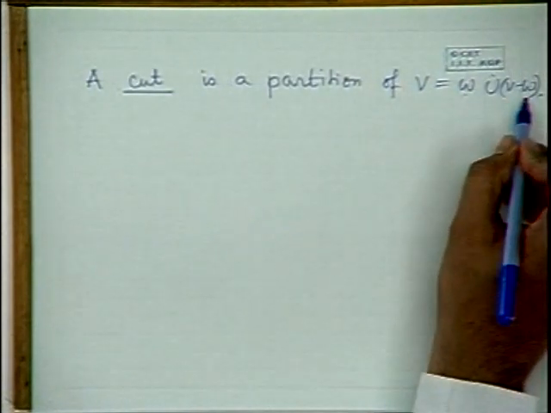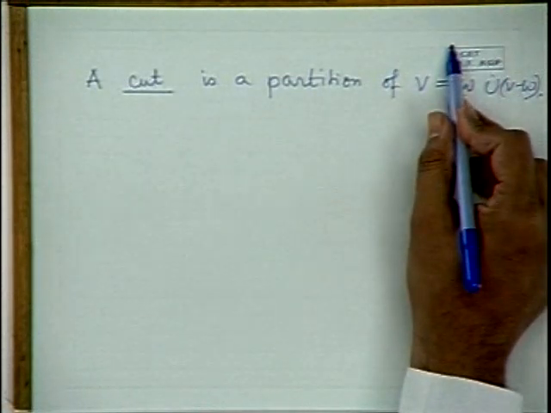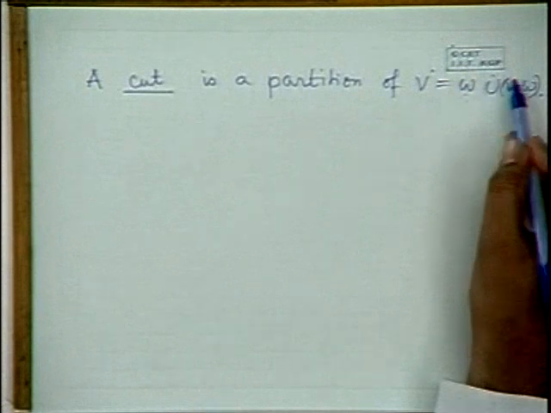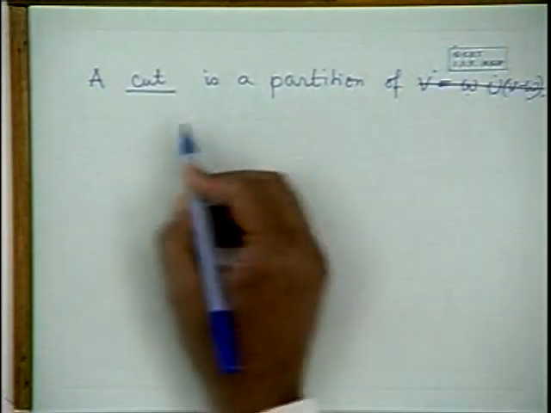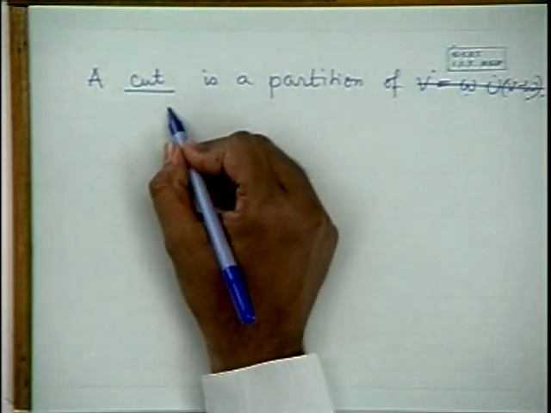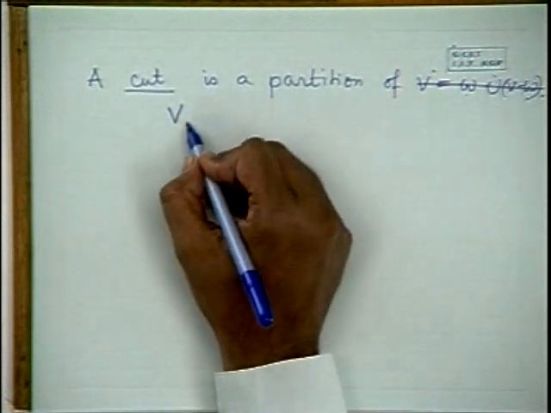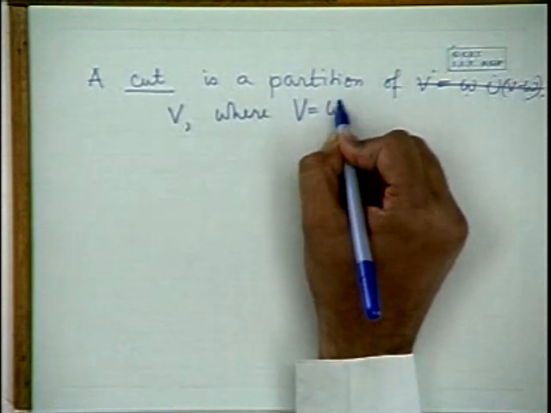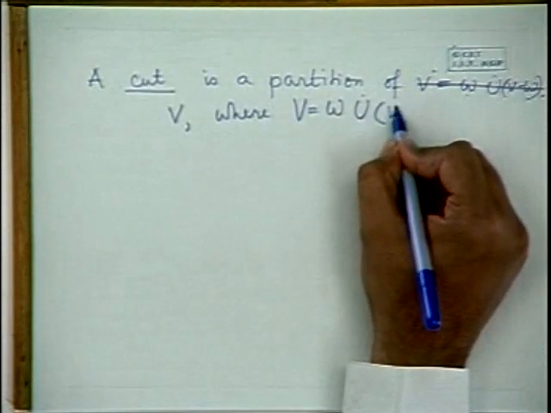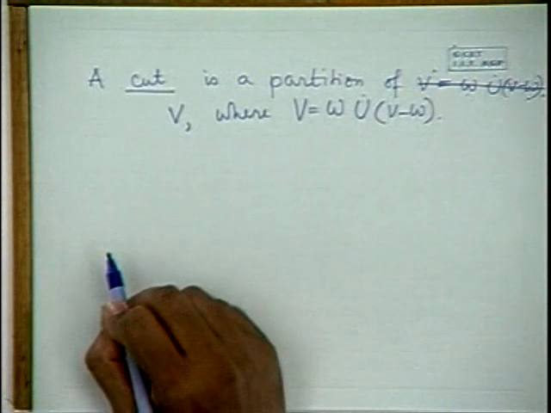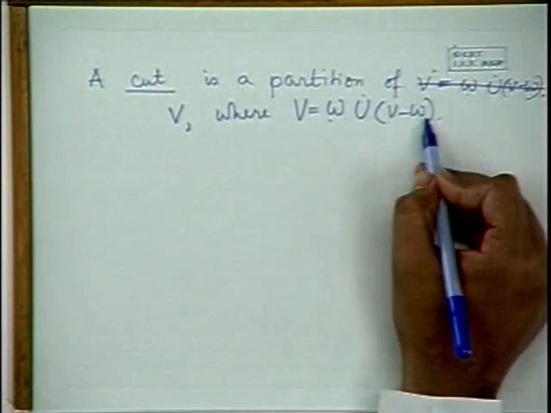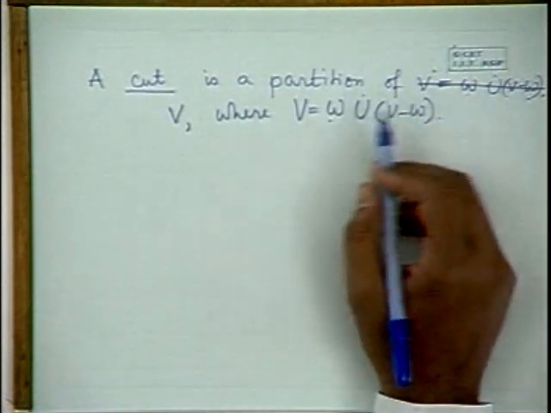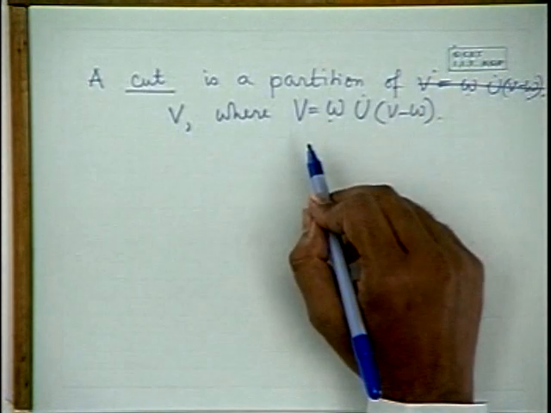Can you see this? How much can you see up to this? Okay, so I'm going to write it here. A cut is a partition of V where V is equal to W disjoint union V minus W. So W and V minus W will give you a cut. You're just dividing the vertex set into two parts.